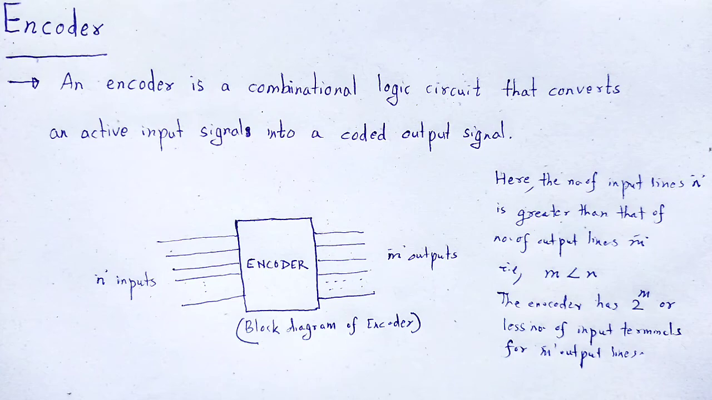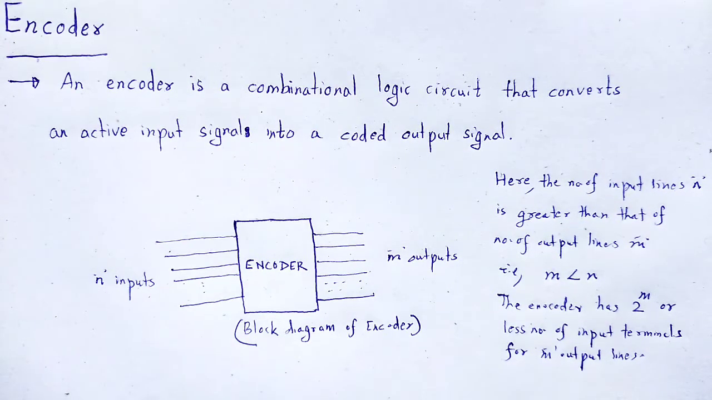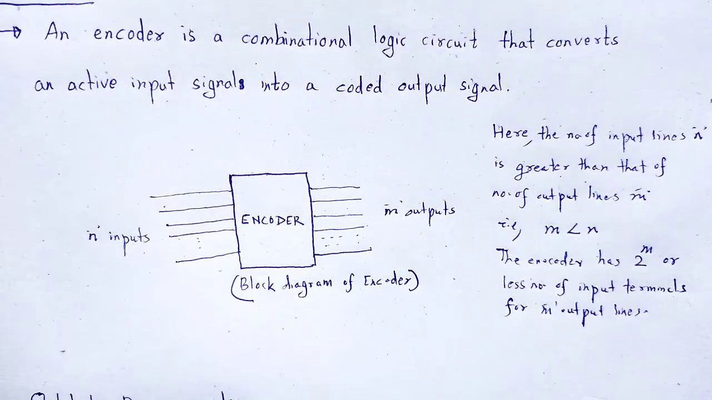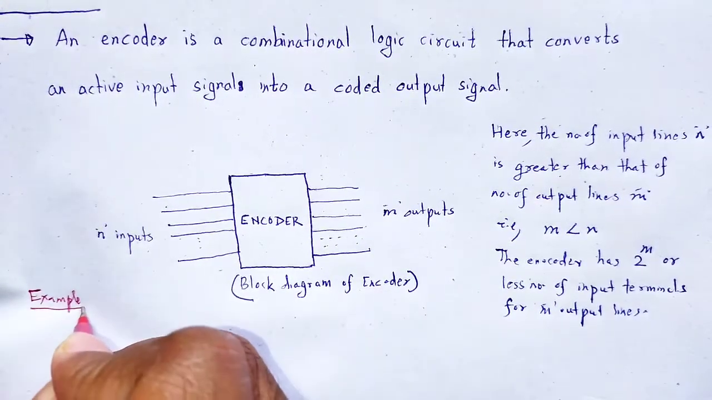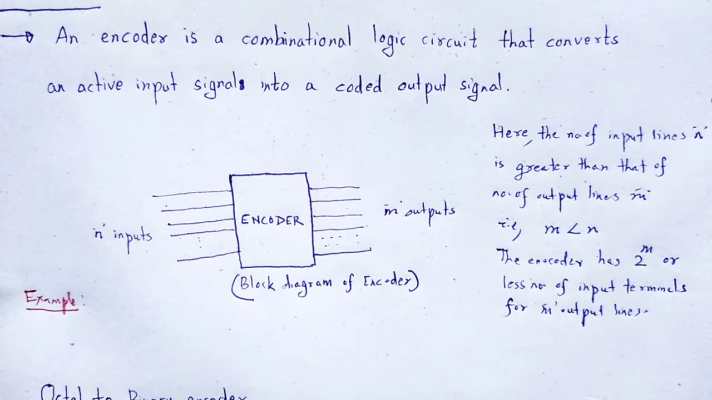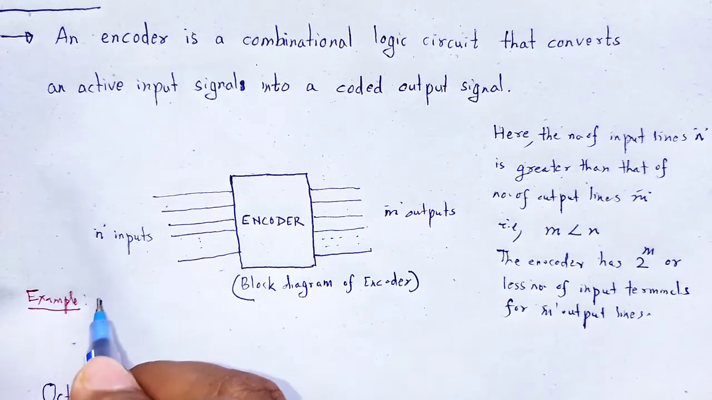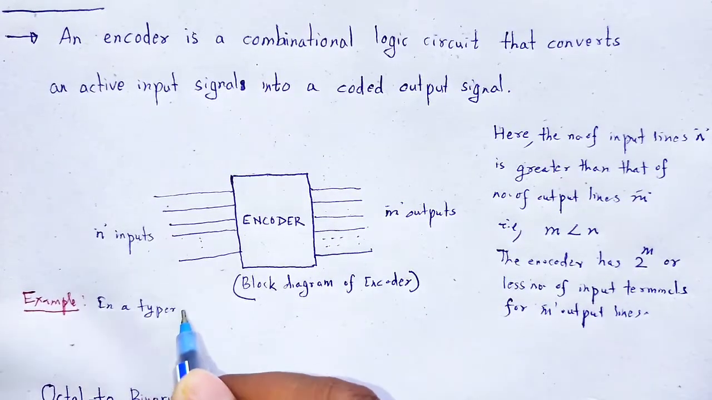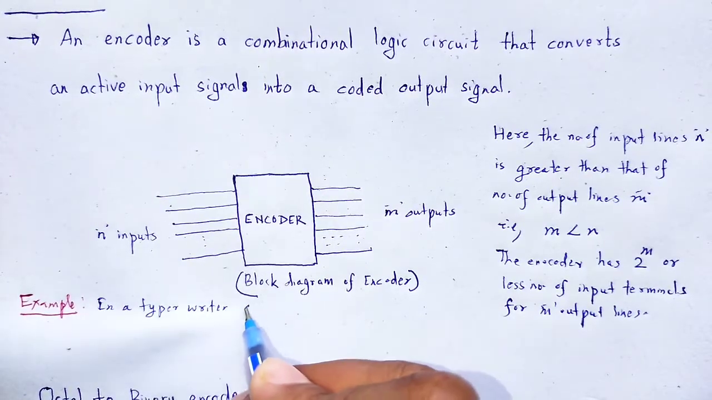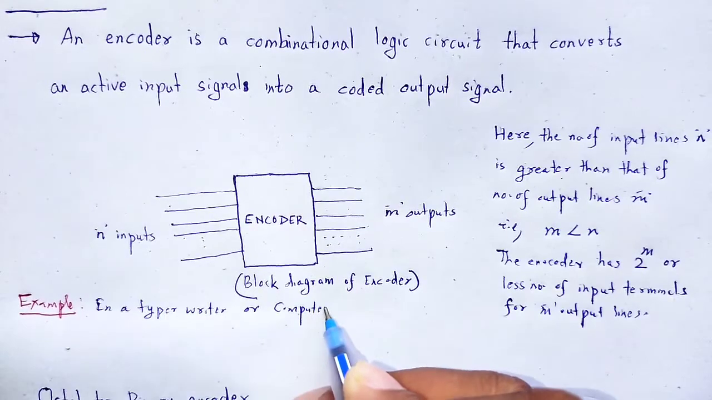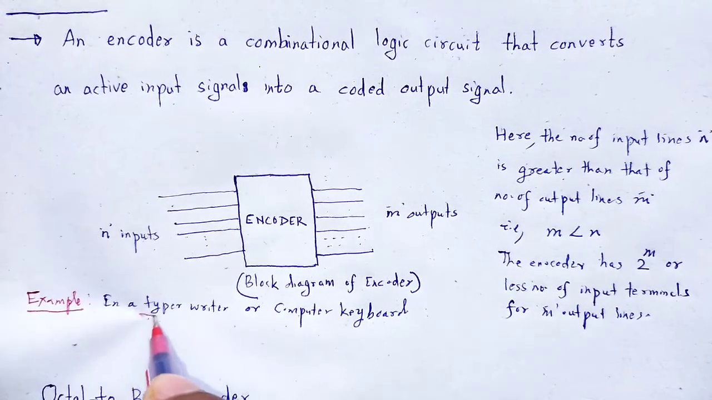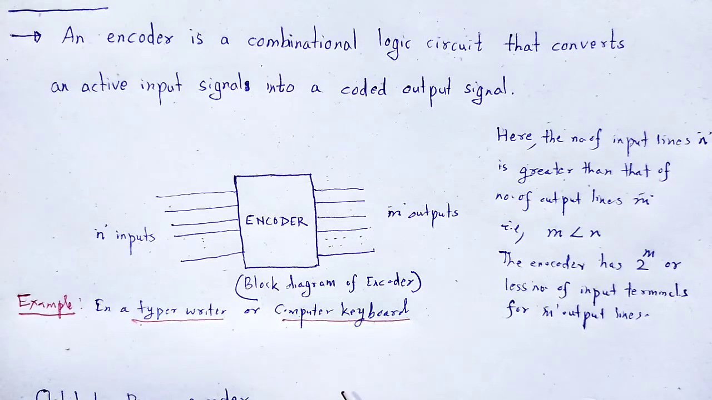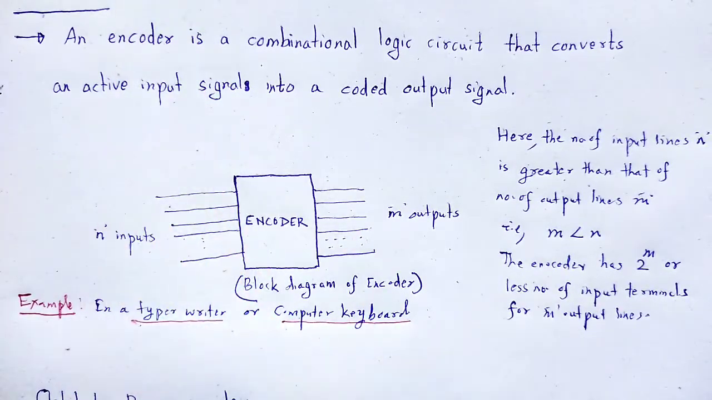We give an example of an encoder. Example: generally a typewriter or computer keyboard is an example of an encoder.